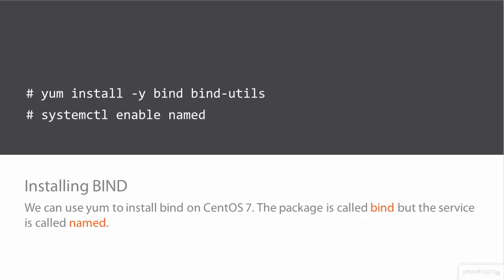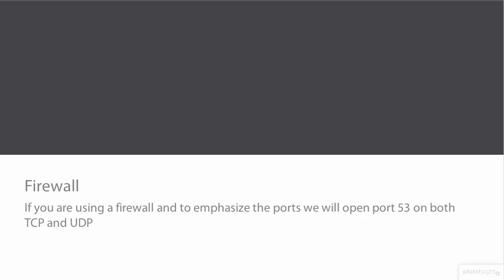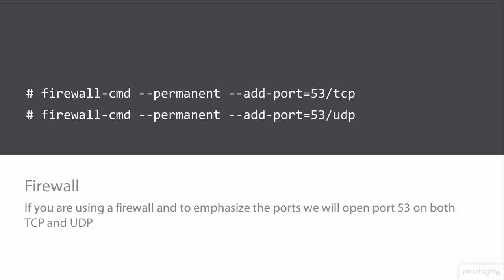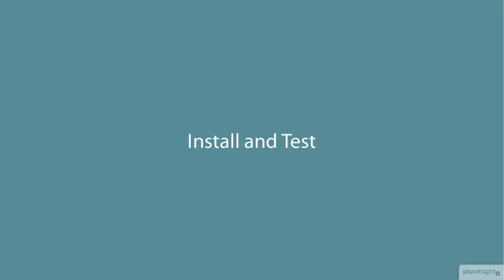CentOS 7 uses systemd, so we're going to use systemctl to enable the service, and then of course to start that service. You may well be using a firewall or perhaps not, but either way we want to emphasize the ports that are being used. So we're going to add in a rule for TCP port 53 and for UDP port 53. Making them permanent adds them to the configuration, and to reload that configuration we use the reload command. So let's run through the install and testing of our DNS server.